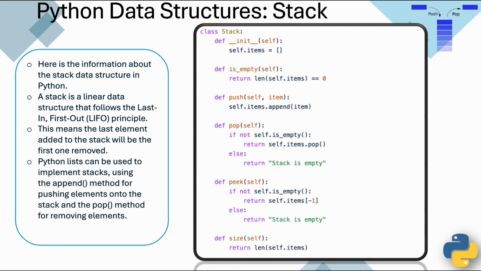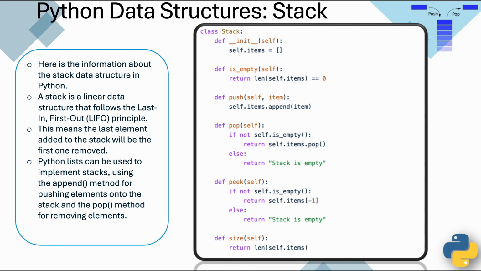Here is the information about the stack data structure in Python. A stack is a linear data structure that follows the last in first out principle, which is what we discussed in the previous screen also. This means the last element added to the stack will be the first one to be removed. Python lists can be used to implement stacks using append.